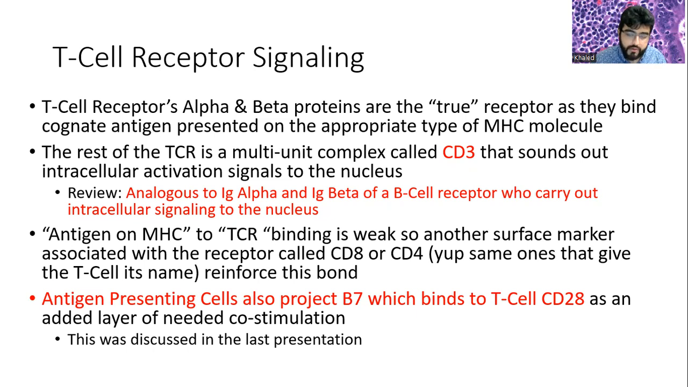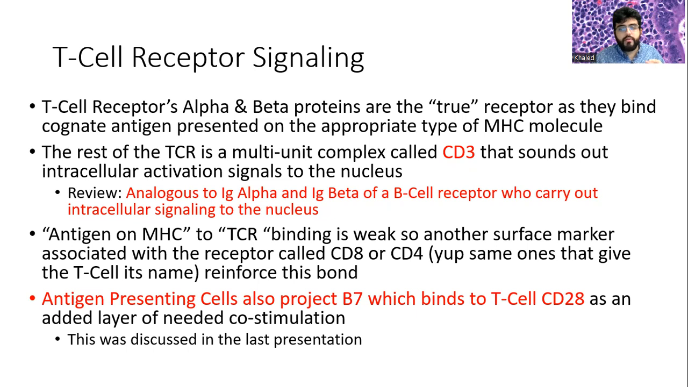And even for the CD3, it has epsilon delta or epsilon gamma, right? So there are two of them, just like there's Ig alpha and Ig beta. So the more you know.